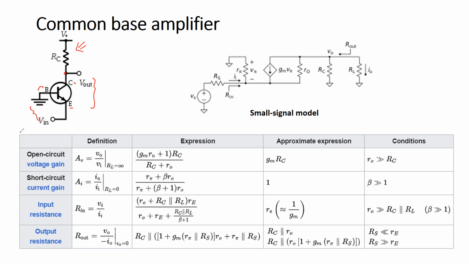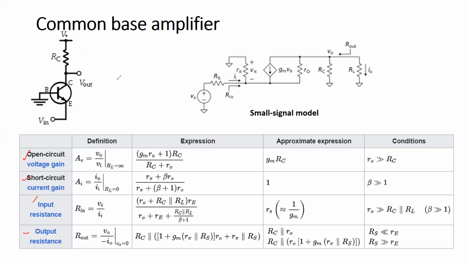common base amplifier. Before, we have seen the common emitter amplifier also, so we can compare the properties of the voltage gain, current gain, input resistance, and the output resistance in these two configurations, that is common emitter and common base. And there is one more mode called common collector. So all these three configurations can be compared in terms of open circuit voltage gain, short circuit current gain, input impedance, and the output impedance.